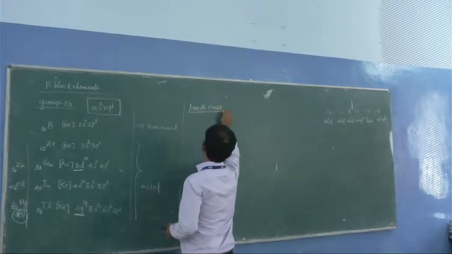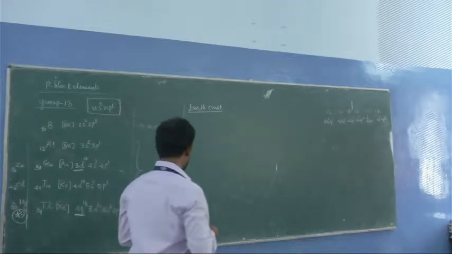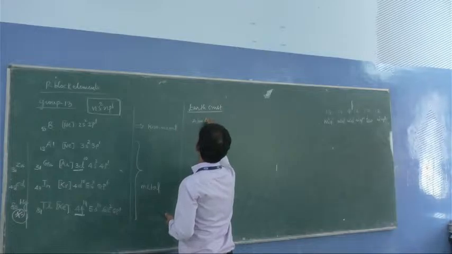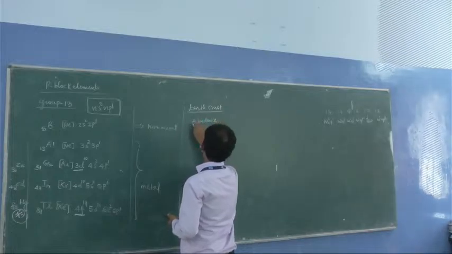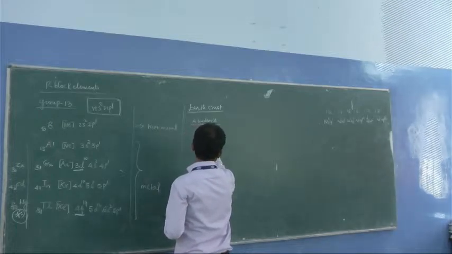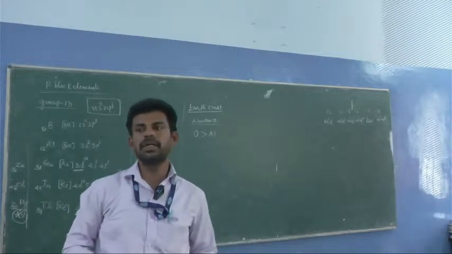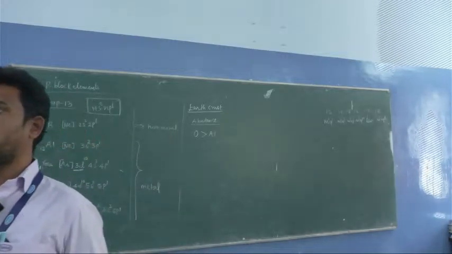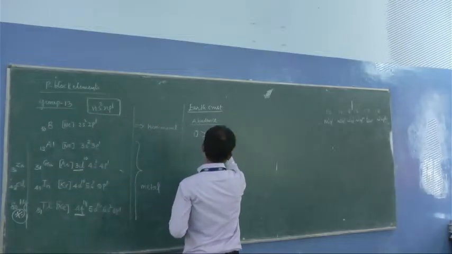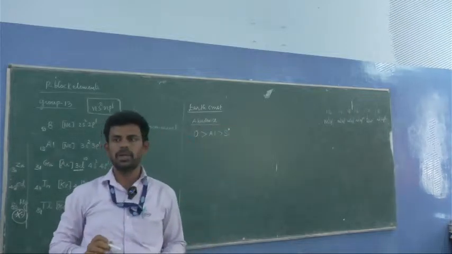The most abundant element in the Earth's crust. The first one is going to be oxygen. The second most abundant is going to be aluminum. Please note this: Earth's crust, the most abundant. The first one is oxygen, the second one is aluminum, the third one is silicon.